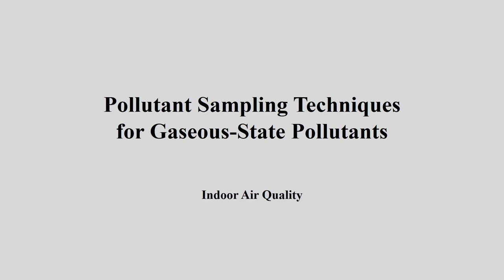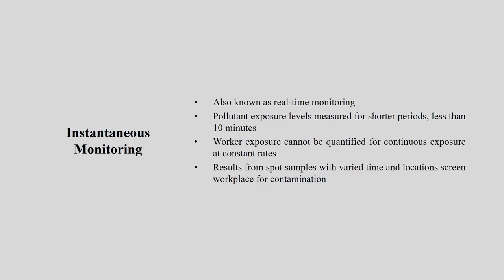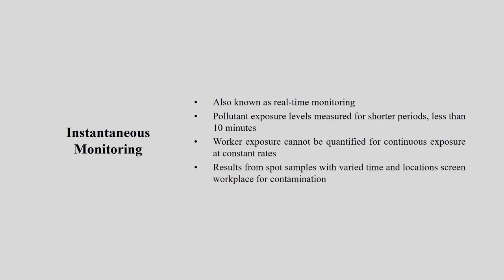So when we are talking about pollutant sampling techniques for gaseous state pollutants, I will introduce you to instantaneous monitoring. What is it? It is also known as real time, because we are going to measure instantly. Pollutant exposure levels are measured over shorter periods, less than 10 minutes. So worker exposure cannot be quantified for continuous exposure at a constant rate, and it may result from spot sampling. Okay, so you have the instrument, you are there when your worker is working, and you are doing spot sampling with varied time and location. Wherever you are going, you are doing that. That is instantaneous monitoring.